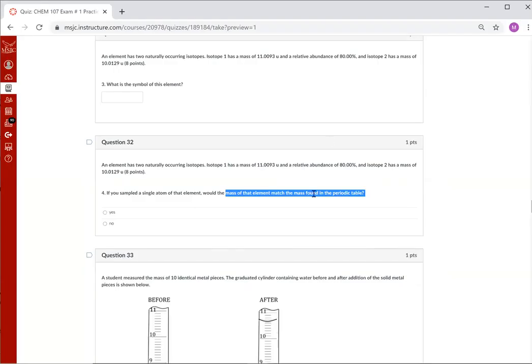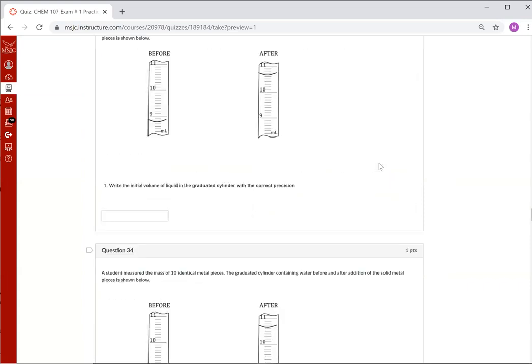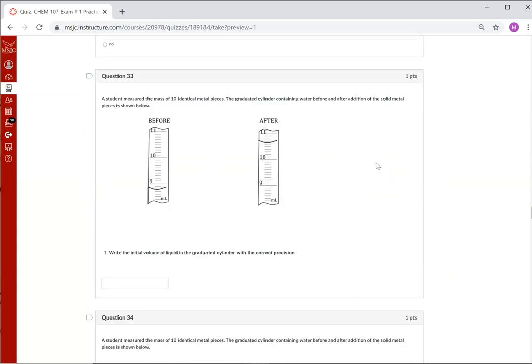Any other questions on this set? Let's look at question 33. If you've done the lab, this one should be pretty familiar.